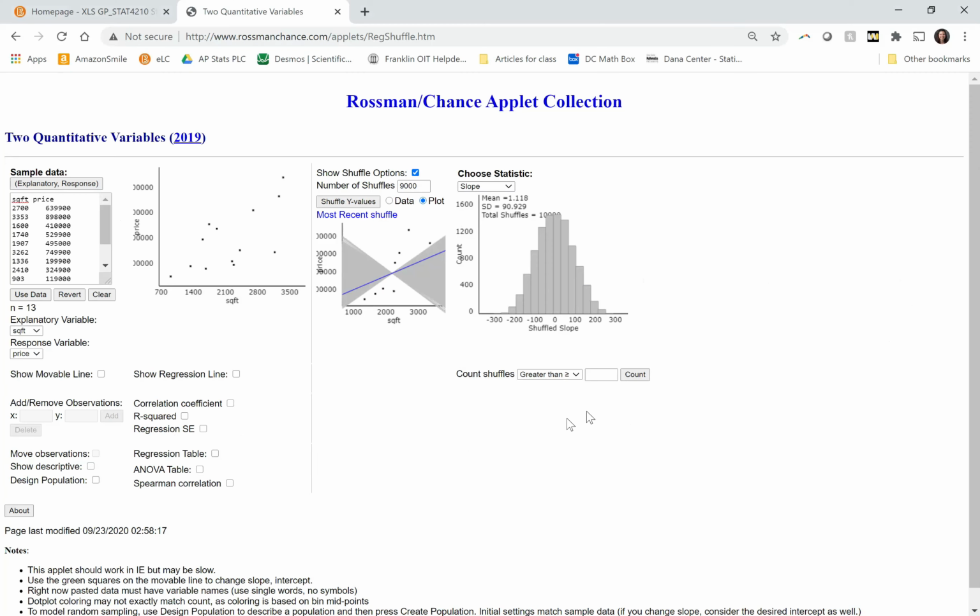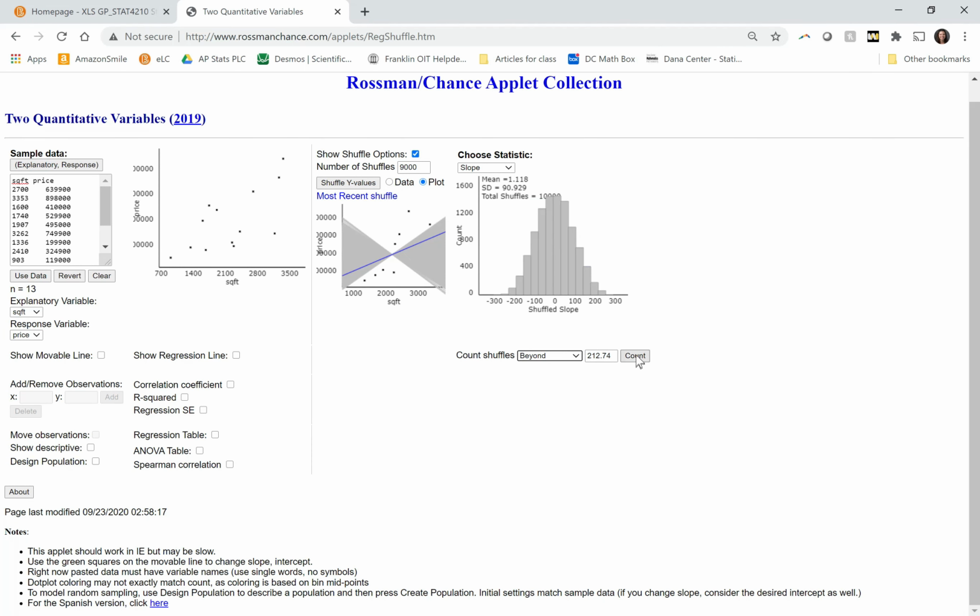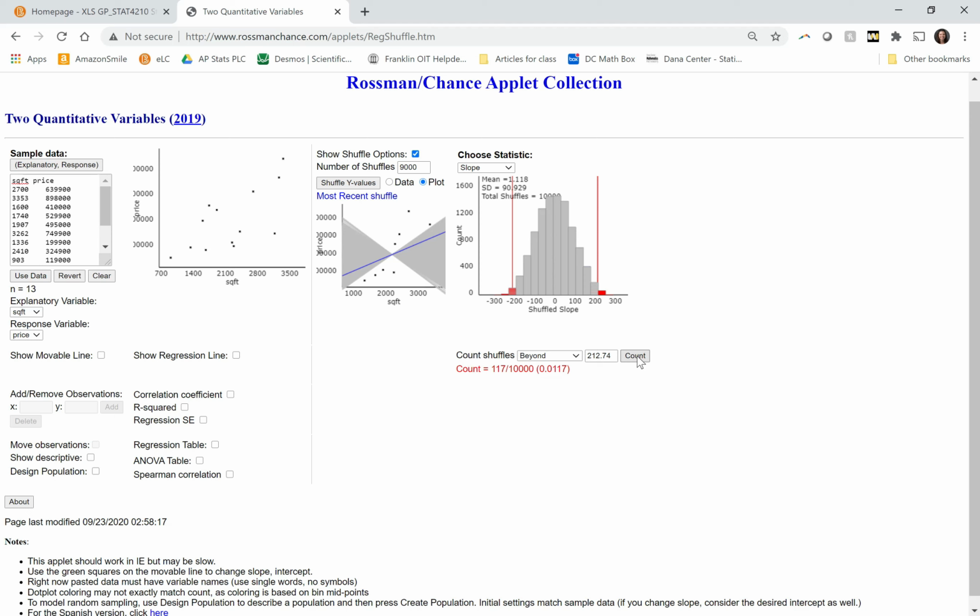So to do that in the applet, we'll put in 212.74 and then we'll change this to beyond. And we'll count those. Out of 10,000 shuffles, we had 117 that were 212 or greater, or 212 or beyond. So it looks like this happens about 1% of the time that we would get a slope this extreme just by chance. So pretty unlikely to get a value like this.